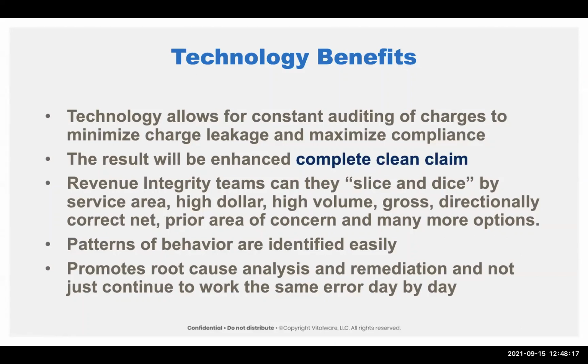Technology results in a complete clean claim. We focus on a clean claim, and a clean claim is looking for things that are on the claim that don't belong together. We're talking about a complete clean claim, meaning nothing was left off when we did that examination. So you can slice and dice it with technology by service area, high dollar, high volume gross, directionally correct net, any period of concern that you have, and it might work with compliance. Patterns of behavior are easily seen both in compliance rules and revenue cycle rules, and it promotes the root cause and not just continue to work a revenue guardian at it day after day after day.